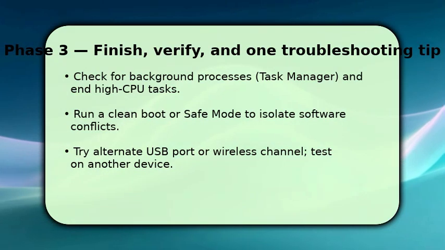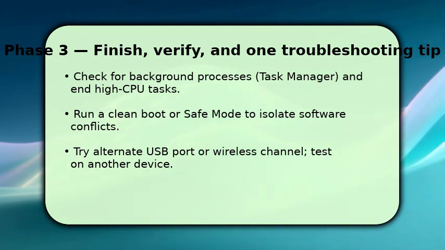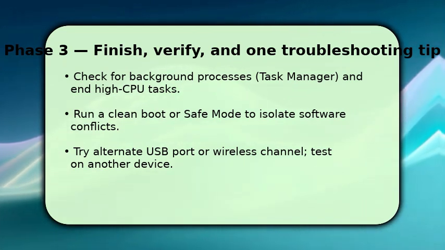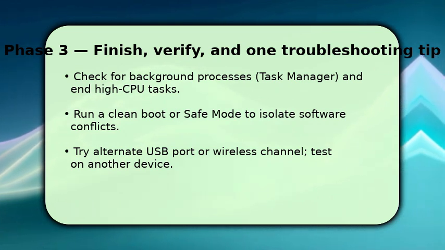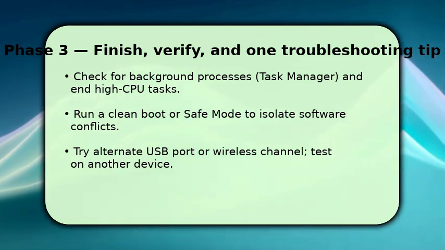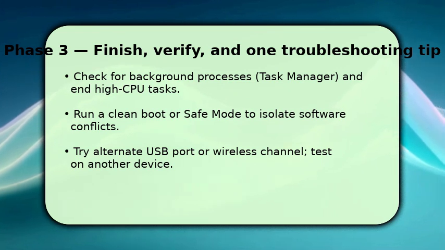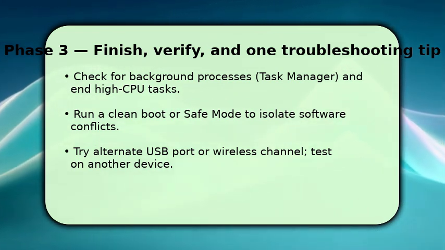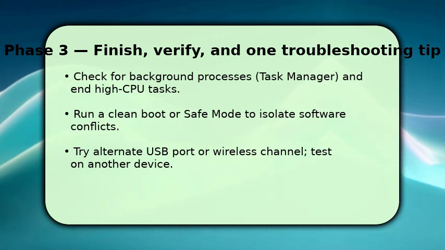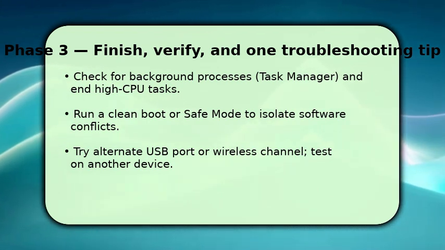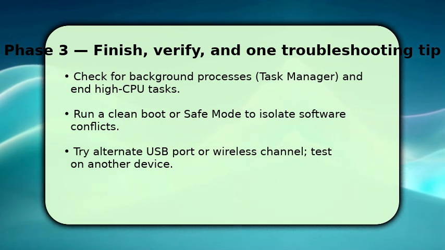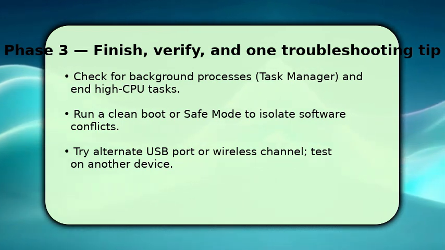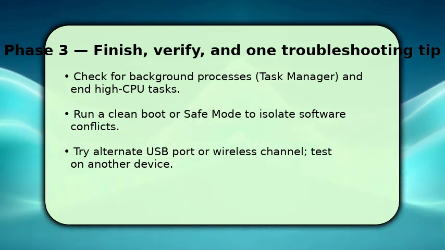Finish by eliminating lingering software conflicts and testing hardware alternatives. Inspect Task Manager, end any high CPU or high disk tasks, and then reboot. If lag persists, perform a clean boot or start in safe mode to isolate third-party interference. Swap USB ports, try a different dongle, or move to another wireless channel to rule out connection issues. If none of that works, try the device on another computer. Troubleshooting tip: if lag appears only in one app, reinstall or reset that app before deeper system changes.